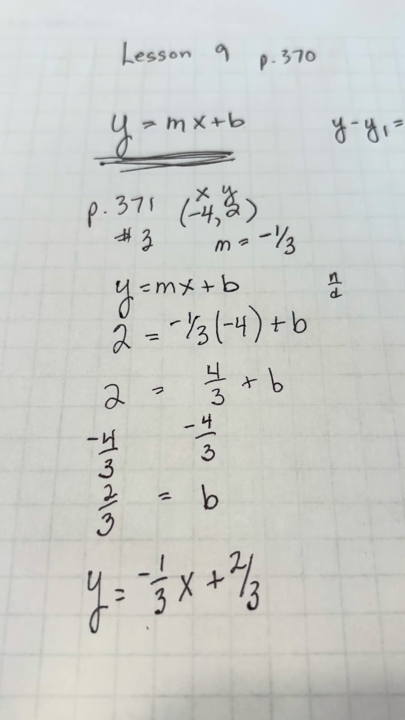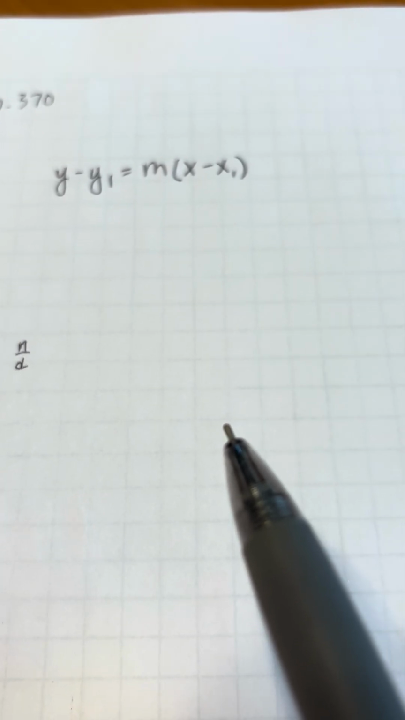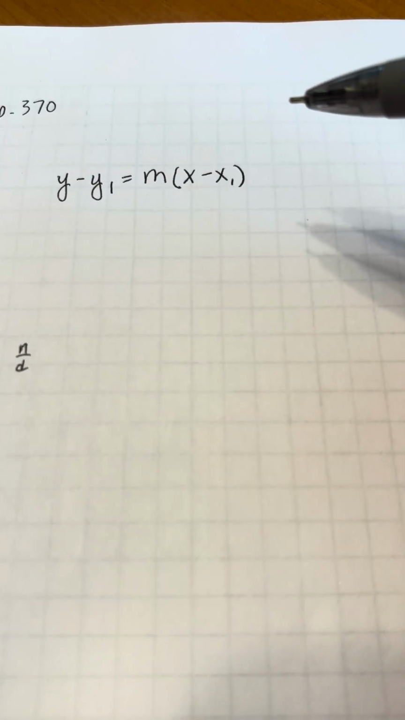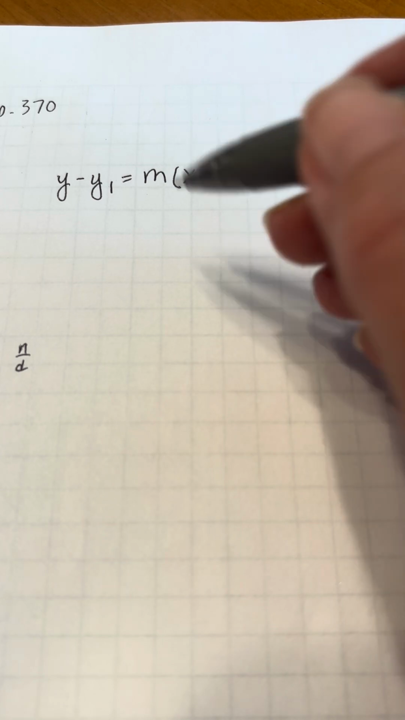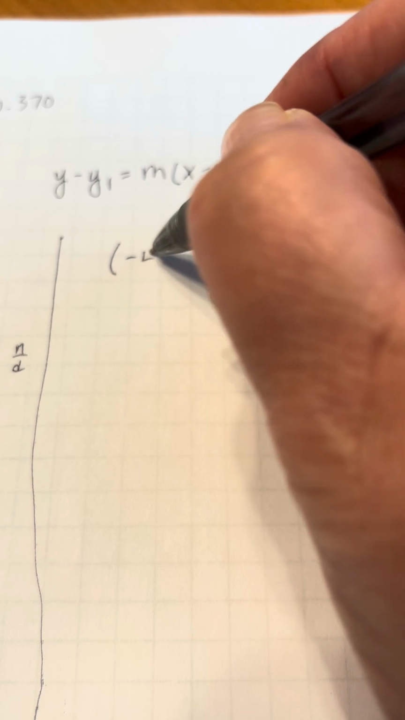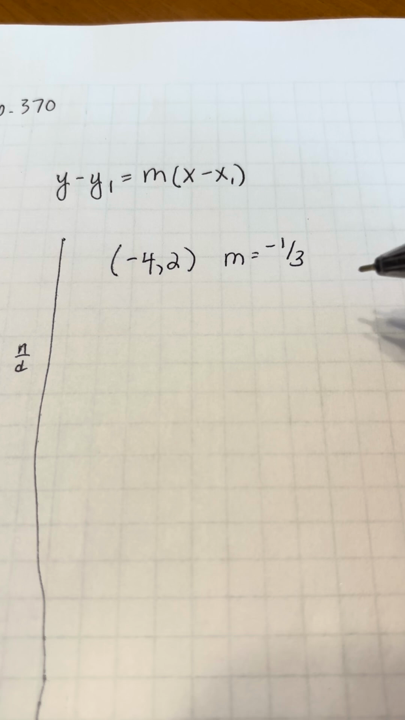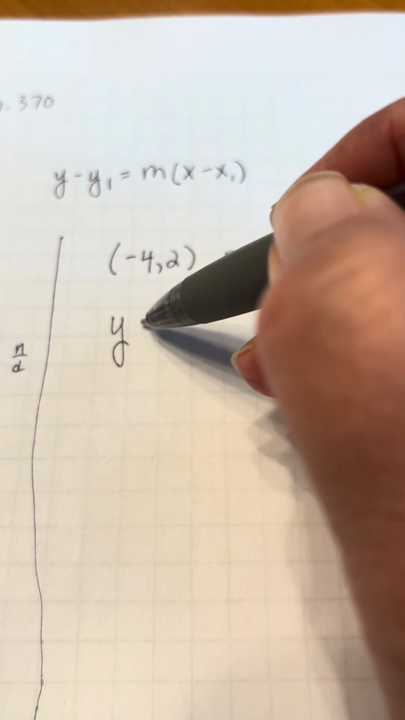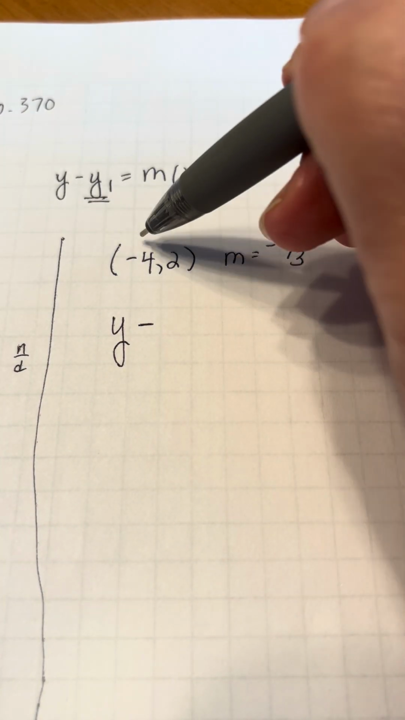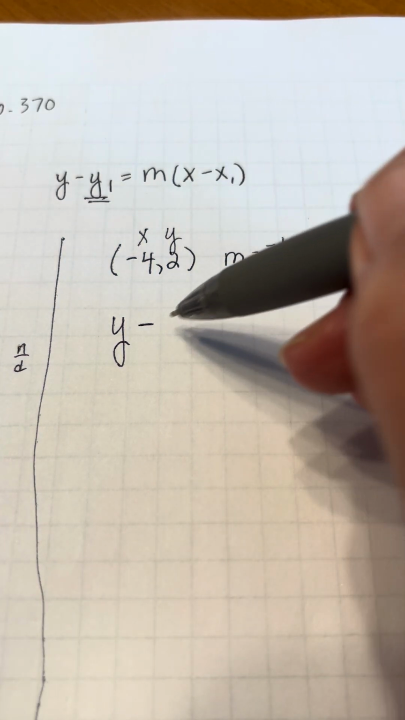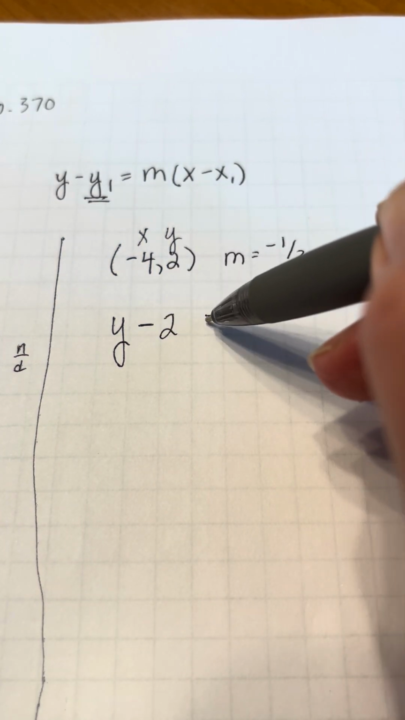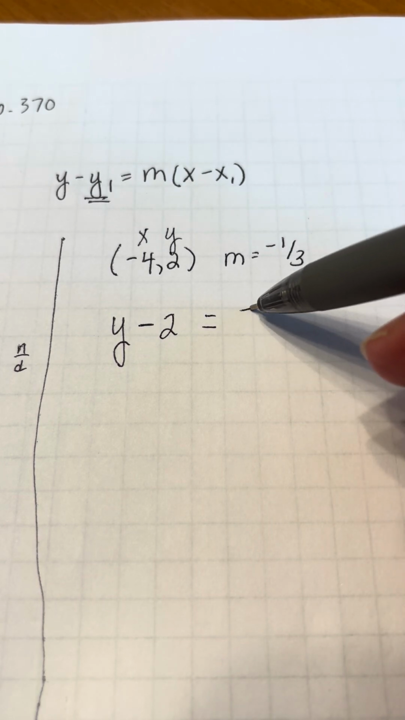Now we can do this exact same problem and use the other equation. Let's try that. Let's do the exact same problem with the different equation, the point-slope form. So the point will be (-4, 2), and the slope is -1/3. In this equation, we are going to write y minus, the y1 is going to be 2, and then the m is -1/3.